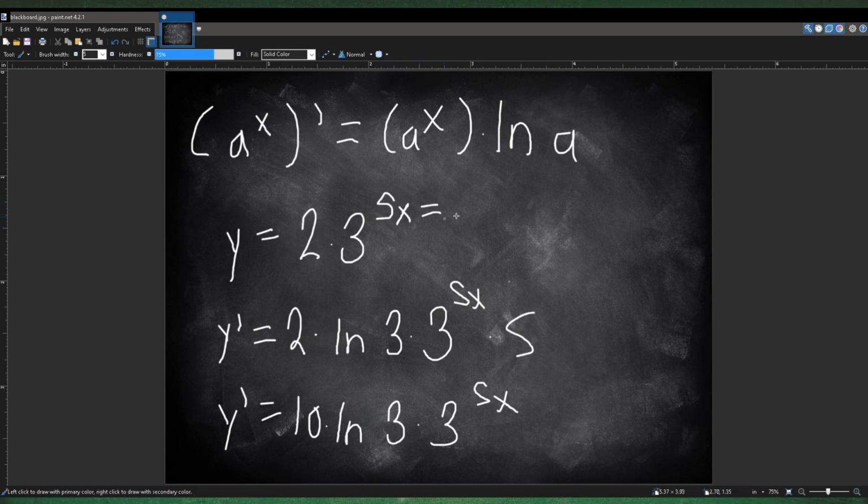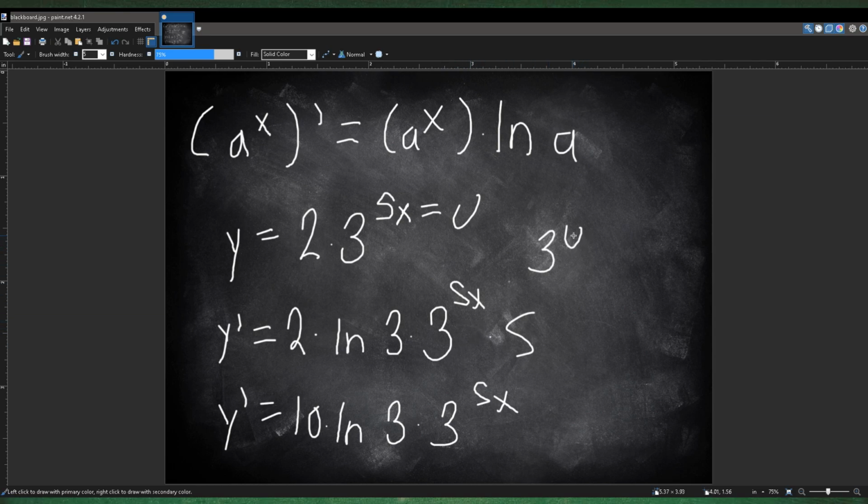So then the derivative of 3 to the power of x, ignore the 5x. Let's just say 5x is equal to u, right? So we have 3 to u. The derivative of 3 to u is basically ln of a, so a is 3, so ln 3. And then you just keep the regular equation, which is 3 to the u. So plug 5x back into u, and you have 3 to the power of 5x.